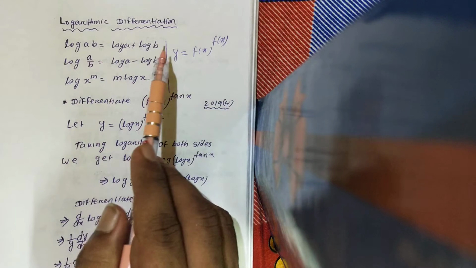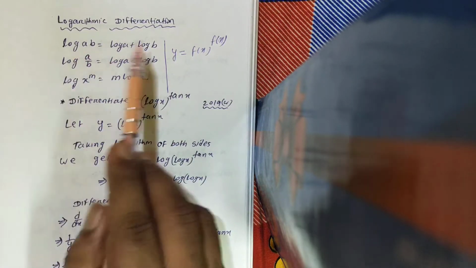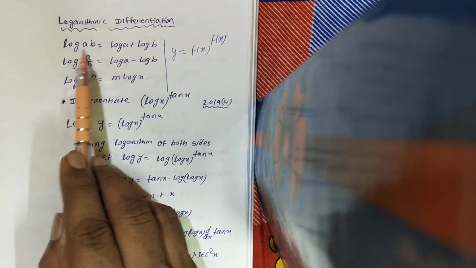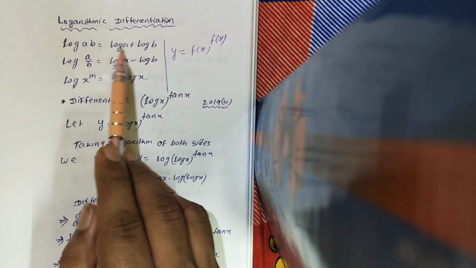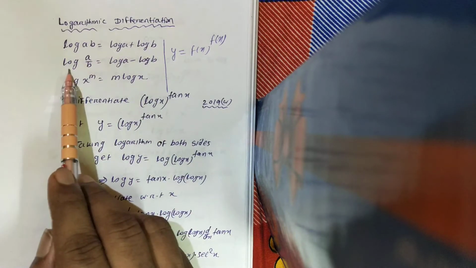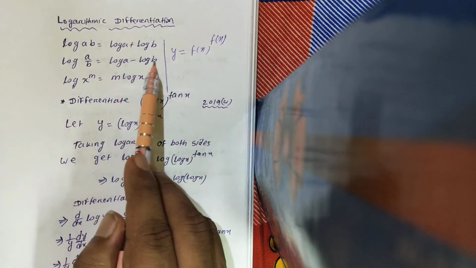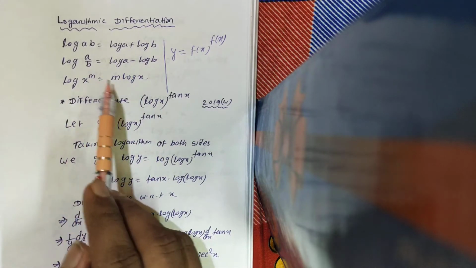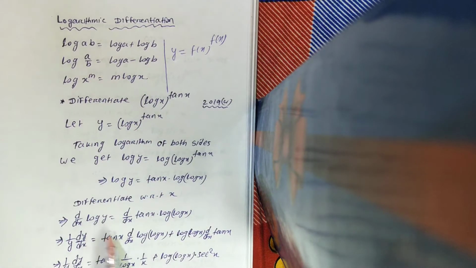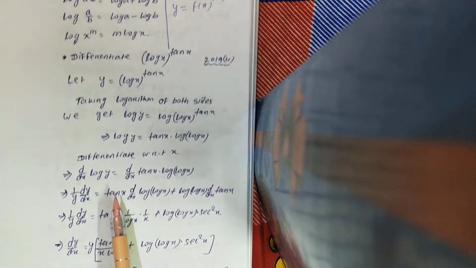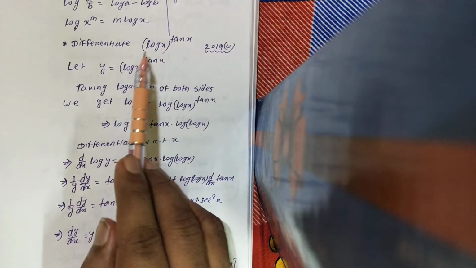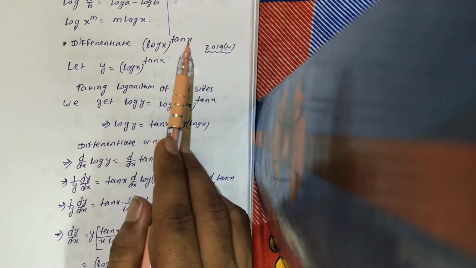And to use logarithm, we should know some properties of logarithm. That is, log AB is equal to log A plus log B, log A by B is equal to log A minus log B, log x to the power m is equal to m log x. The first question is: differentiate (log x) whole to the power tan x.